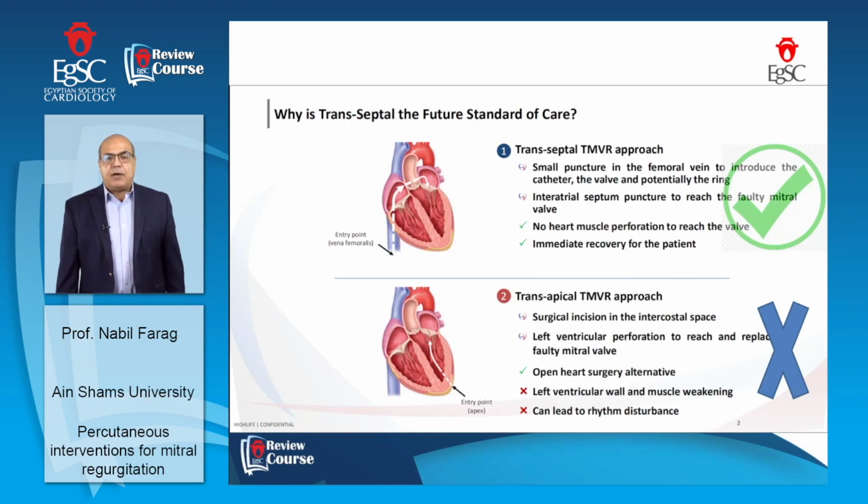Actually, with the transseptal approach, we have a small puncture in the femoral vein to introduce the catheter, the valve, and potentially the ring if we need it. Interatrial septum puncture to reach the mitral valve. No heart muscle perforation to reach the valve, and immediate recovery for the patient. For the transapical transmitral valve replacement approach, we have to have a surgical incision in the intercostal space, left ventricular perforation and puncturing to reach and place the valve. Open heart surgery may be needed. Left ventricular wall and muscle weakening can lead to rhythm disturbance.